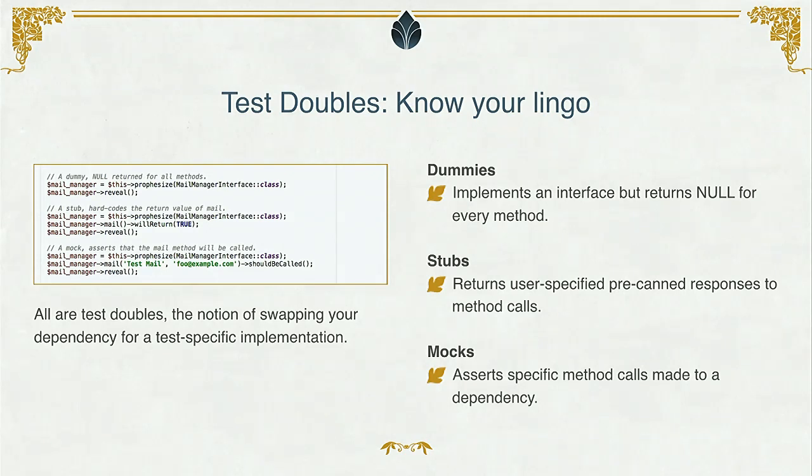And mocks go one level beyond that. They don't just create behaviors, but they actually assert that that dependency will be used in a particular way. So in this case, this is a mock, and it's saying, if at some point during the test, the mail method isn't exactly called with the arguments test mail and food example, then the test will fail. So that's really essential anytime you have a particular thing in your application that has to utilize one of these dependencies in a really specific fashion, otherwise you consider it a test fail.